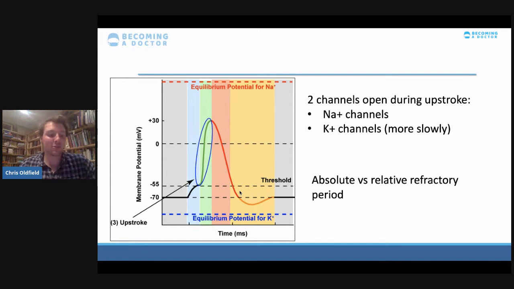Then during the relative refractory period, that's to do with the activation gate. So the ball moves out of the way, but the channel is still closed. What that means is that if I send enough of a signal for it to fire, then it will eventually fire. And so once you've had the absolute refractory period and the relative refractory period, you get back to your resting membrane potential at about minus 70. And that's how the signal travels along the neuron.